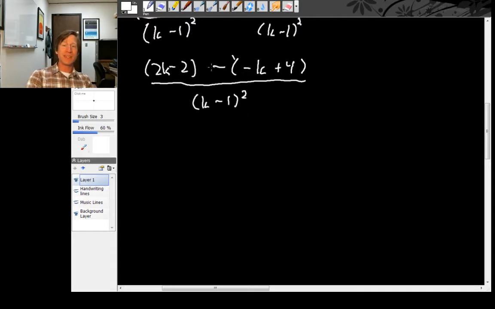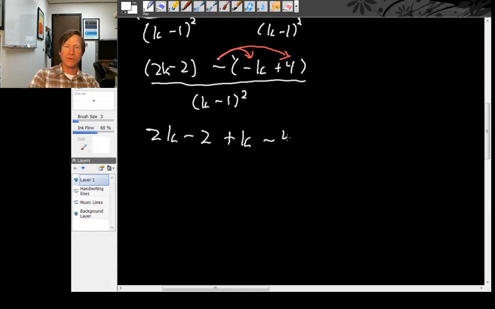One thing to notice here is that this minus sign in the middle that came from the subtraction, that's going to end up distributing over the parentheses here. And that's a key point. That's really easy to forget. Okay, this minus sign is going to end up making the k plus and the 4 minus. Okay? So we end up with 2k minus 2 plus k minus 4 all over k minus 1 squared.